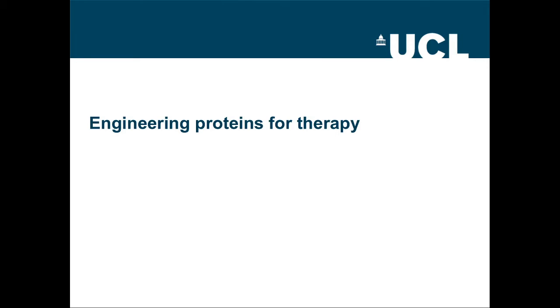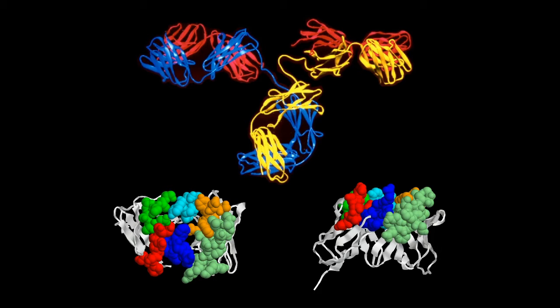Finally, we're going to look at engineering proteins for therapy. Now, here I'm going to talk about antibodies, and some of you will have heard parts of these things before. So an antibody is a Y-shaped molecule consisting of two identical heavy chains shown in blue and yellow and two identical light chains shown in red.